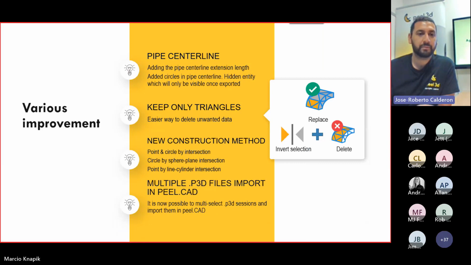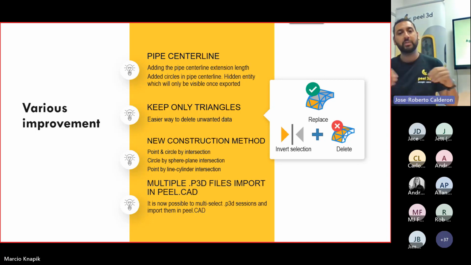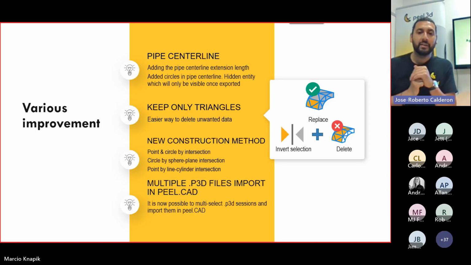All right, so for other little various improvements that we've done throughout the software for PeelCAD, we have improved the pipe center line. So now with the pipe center line, you can extend the length of your center line, and you could also create some circles on the pipe center line. These will be hidden entities, and they will only be visible once you export them.